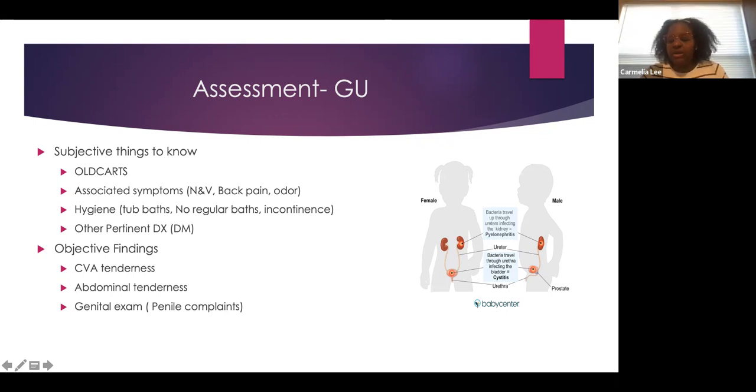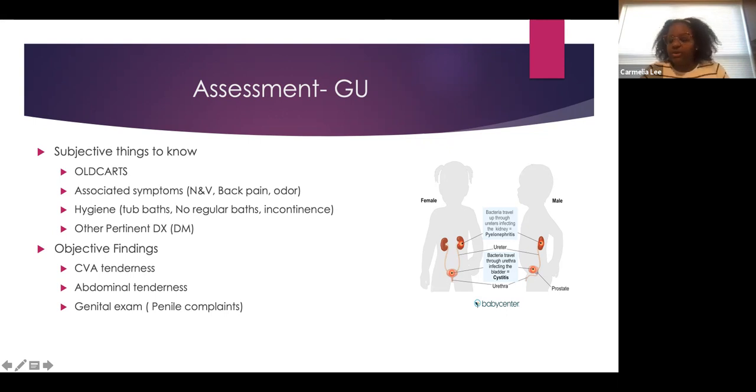Is there any other diagnoses related to the problem? Are they diabetic? Is that a known diagnosis? Do they have a history of chronic kidney infections or urinary tract infections? Did they have any reconstructive or previous surgery history related to their bladder or urethra or kidneys? So these are all things you want to know as you're collecting that information from the parent or the child.